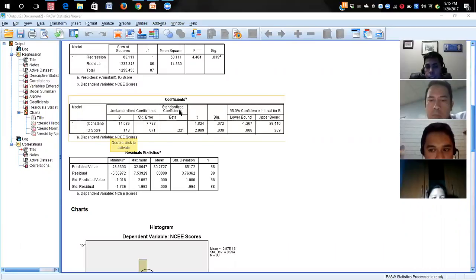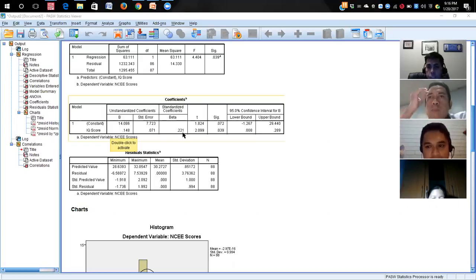We're only interested in the beta coefficient right here, the standardized one. That's why it gives you only one value here. Standardized coefficient beta is 0.221. It doesn't give you a standardized beta value for the constant, because we're not interested in that, since the constant assumes that the IQ is 0. This is just part of the calculation of the coefficient.